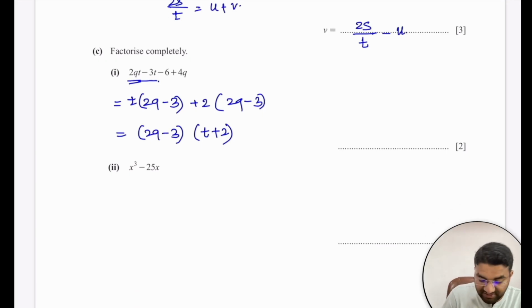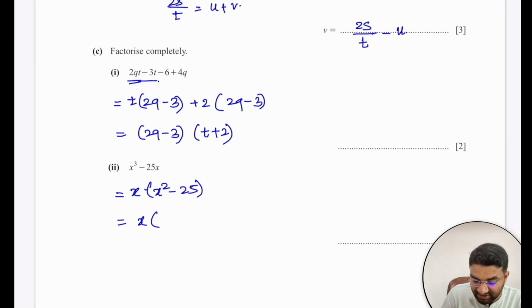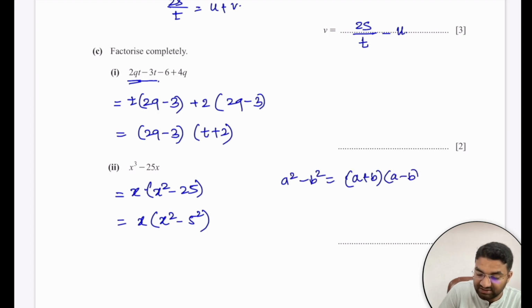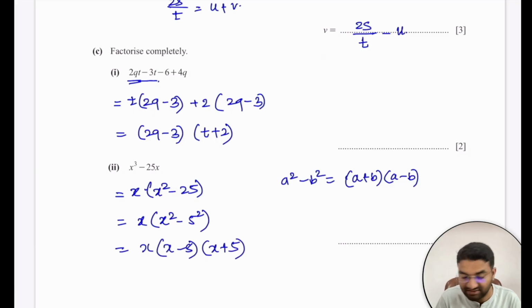Then next, for this factorization, first of all take x common: x squared minus 25, and 25 can be written as 5 squared. It is in the form of a squared minus b squared, which is a plus b and a minus b. So the factors are x, x minus 5 and x plus 5. These are the factors, and this is a 3 mark question. So these 3 steps are necessary to get 3 out of 3 marks.